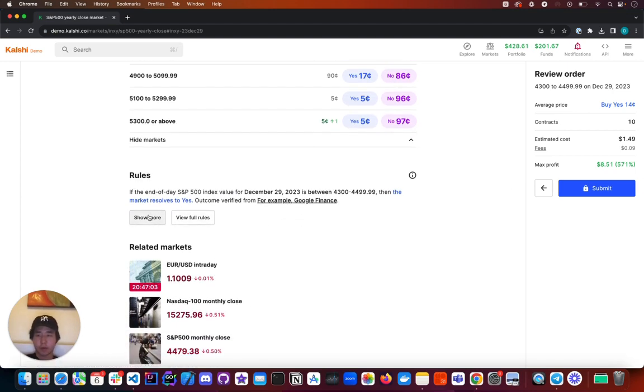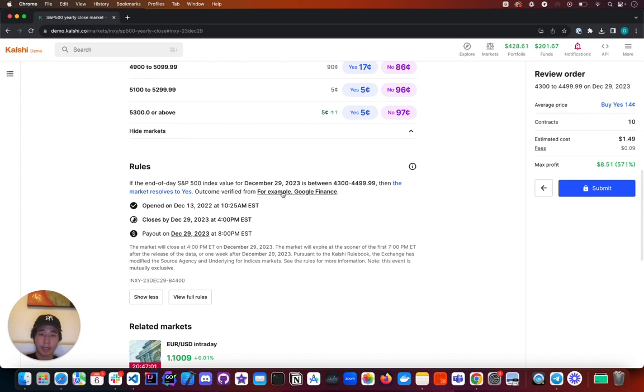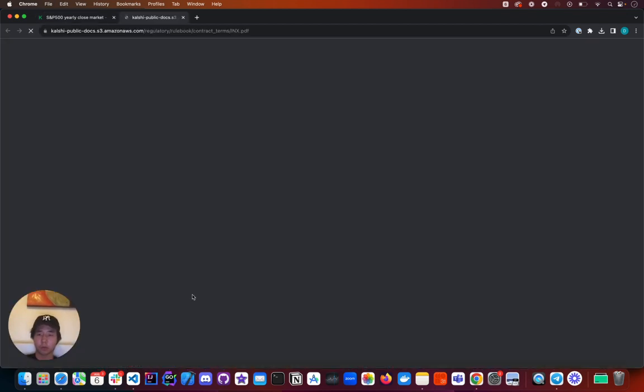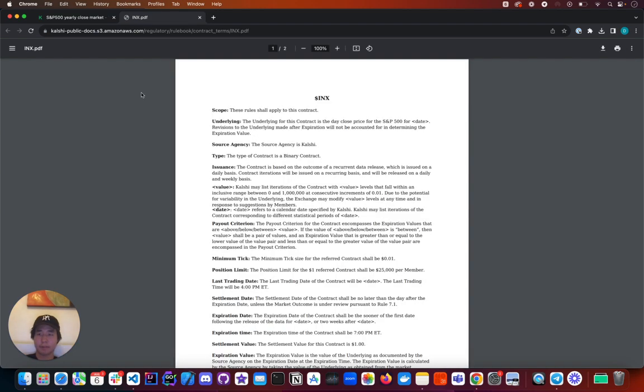So if you ever would like more detail on what data Kalshi is using to settle the value of the S&P 500 finishing at by the end of the year, that is there. If you're interested in the timeline of when the contract will close or pay out, it's also there. And for more details, click the button here for full rules, which will pull up an actual PDF with a lot more detail.